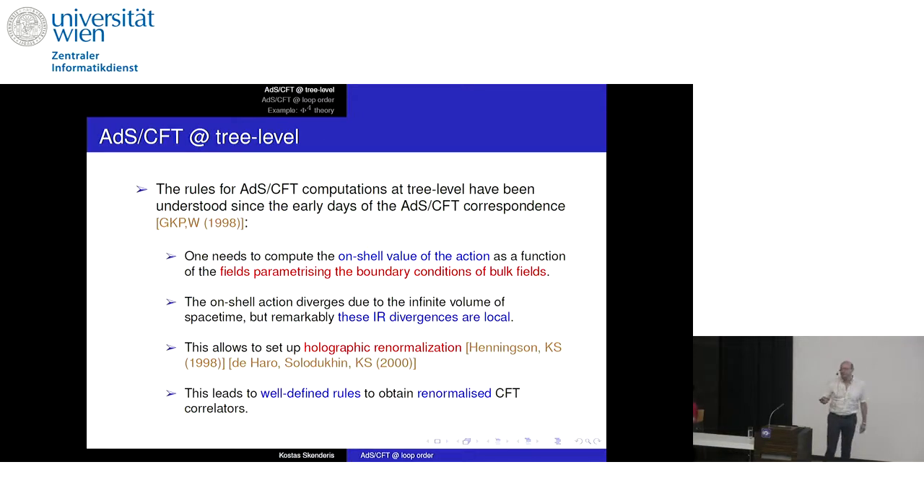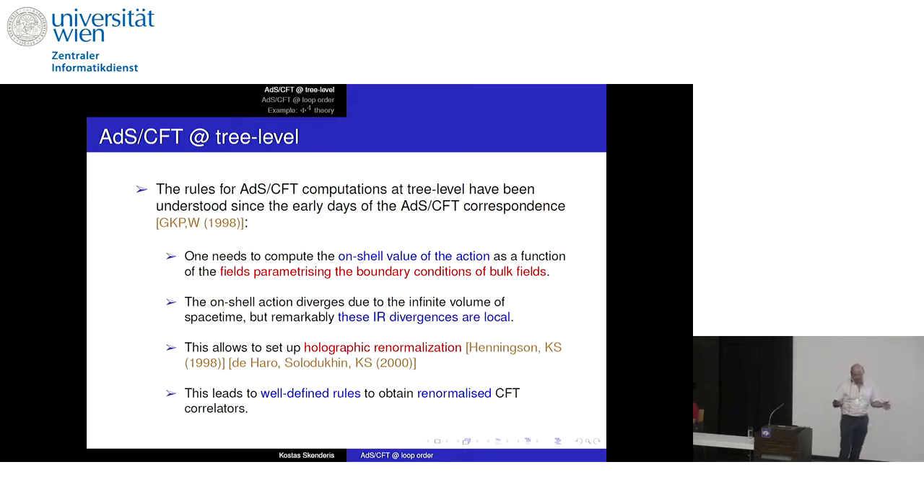The rules of the correspondence have pretty much been understood almost from the word go. Shortly after Juan's paper, there were the two famous papers, by Gubser-Klebanov-Polyakov and Witten, that set out the main framework of how to do calculations. Essentially, at tree level, one needs to calculate the on-shell value of the action as a function of the fields that parameterize the boundary conditions for bulk fields, and then use these fields as sources for the dual operators.